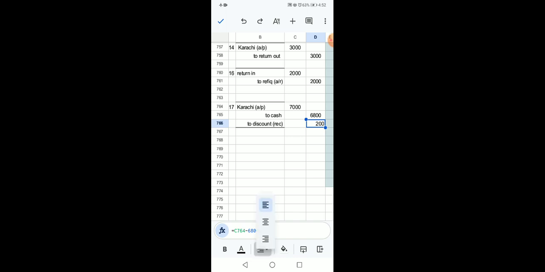Second way to calculate it is that debit and credit side would always be equal. On debit side 7,000, so you were in need to balance it. So you will see 6,800 is written in the book. Remaining amount would be 200. In this way you can equalize debit and credit side. So there are two ways to calculate the discount.